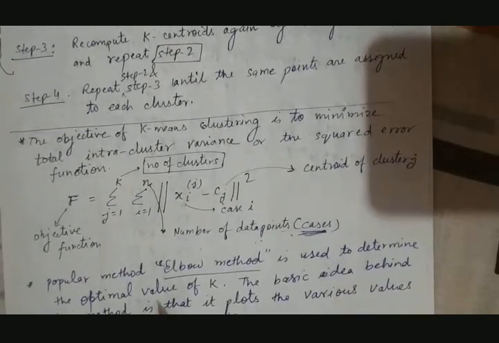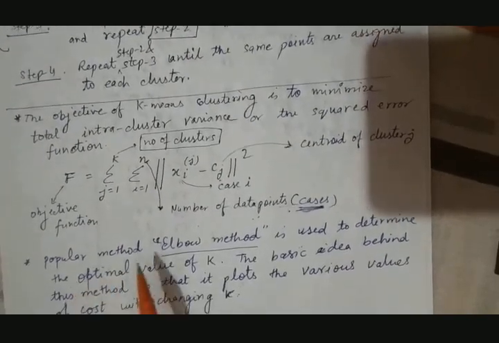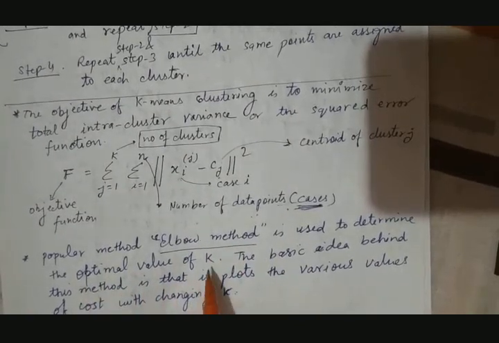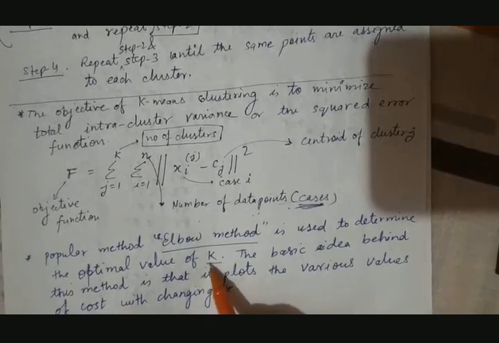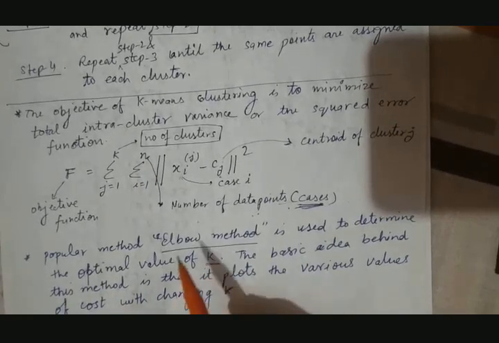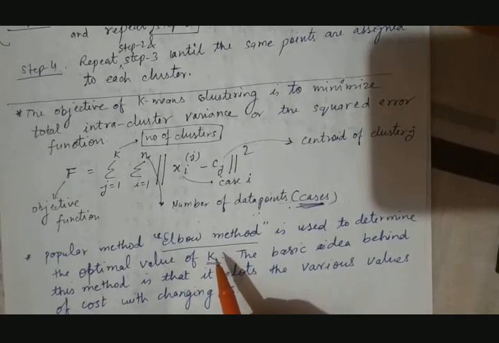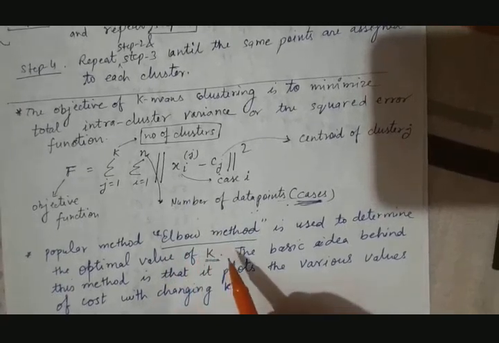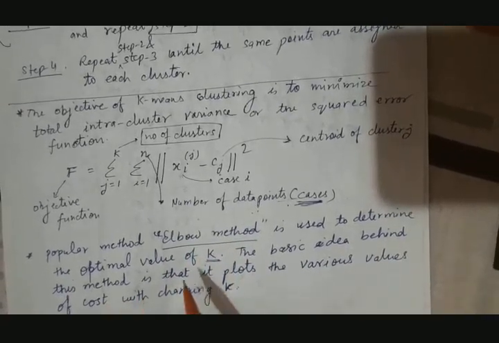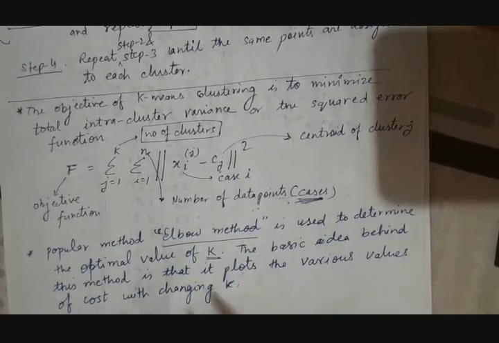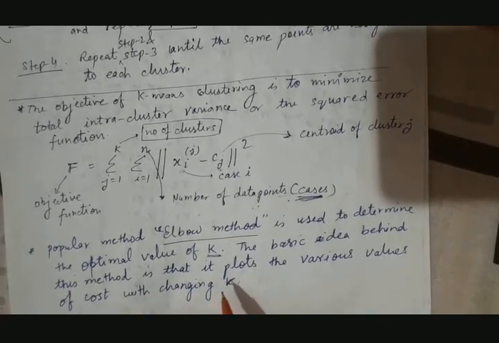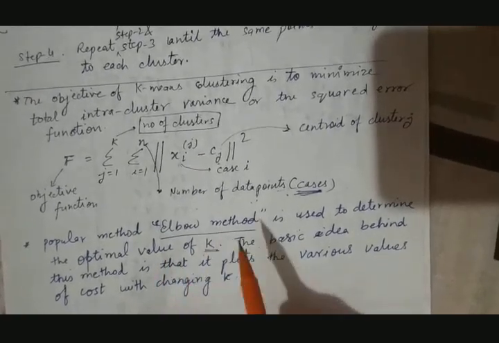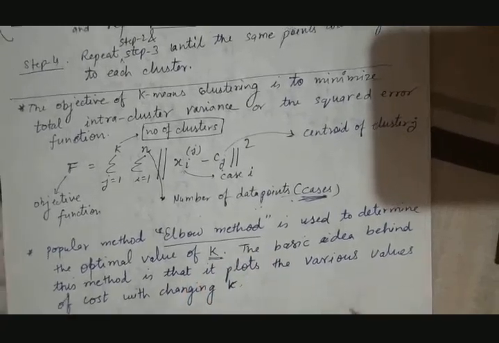Now another main point is a popular method, the elbow method, which is basically used to determine the optimal value of k. This is up to the programmer, up to the requirement of the data set. The basic idea behind this method is that it plots the various values of the cost with the changing value of k, and then among those values, the one which has the least cost may be chosen as the initial value of k.